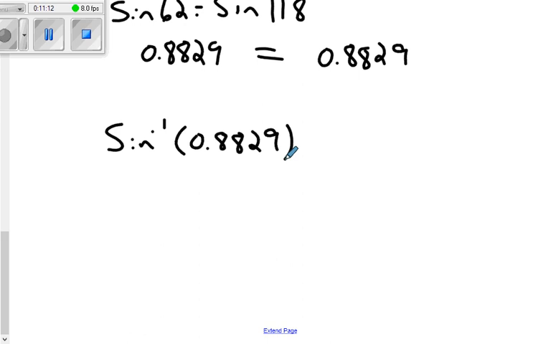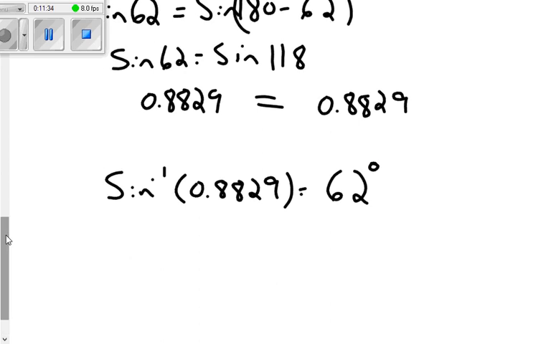Thanks, Kim. If you punch this into your calculator right now, it's going to say that if you take sine inverse of 0.8829, it's going to equal 62 degrees. Okay? But it could also be 118. But your calculator only gives you the answer between 0 and 90. Okay?